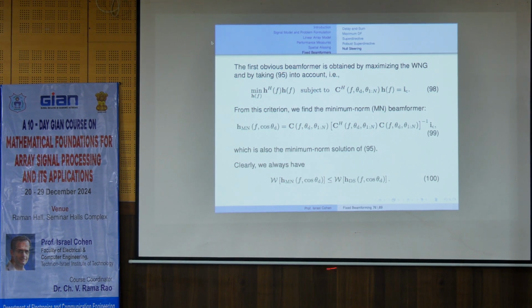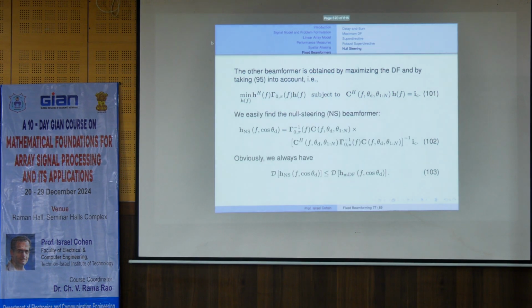Makes sense. Okay, so instead of this, we can define a different problem. Let's maximize the directivity factor with this constraint. We can call it something. We can call it null steering. If you like a different name, you can give a different one. So we will call it null steering. So this is the solution.